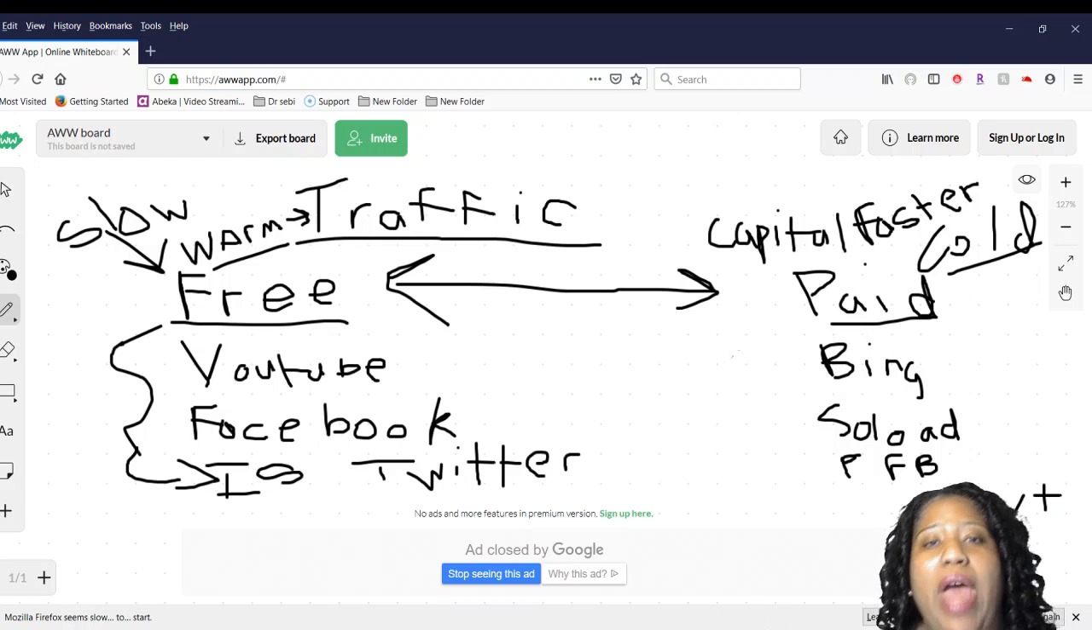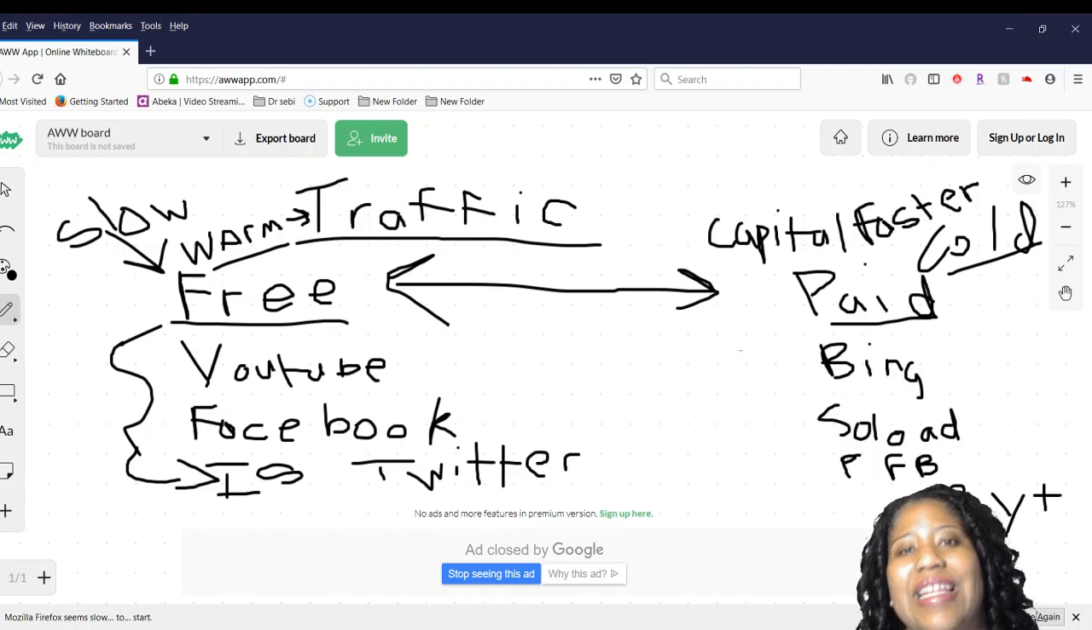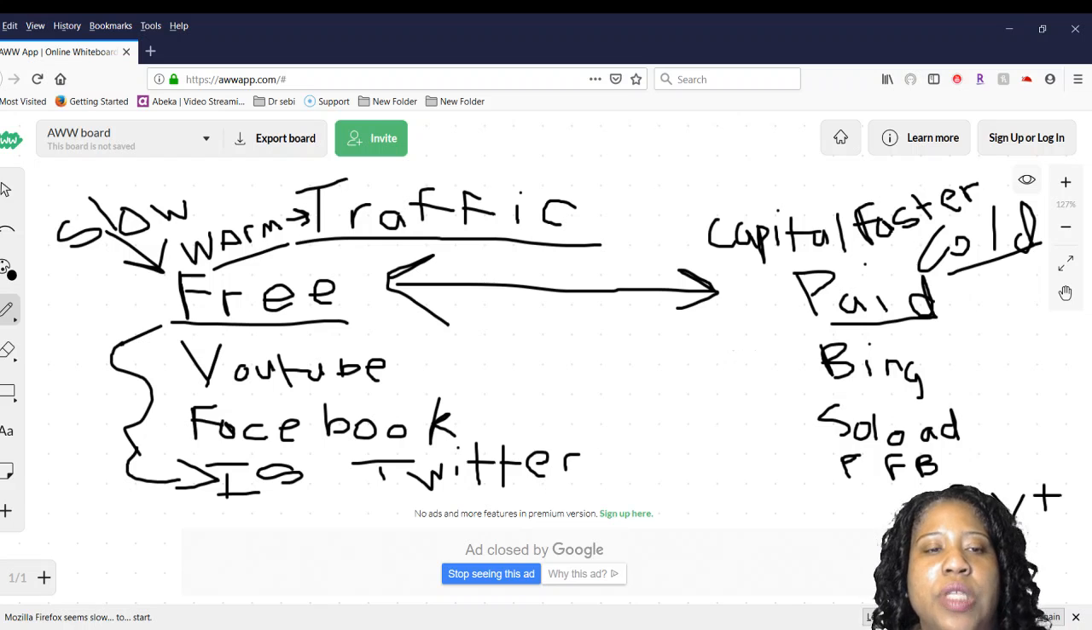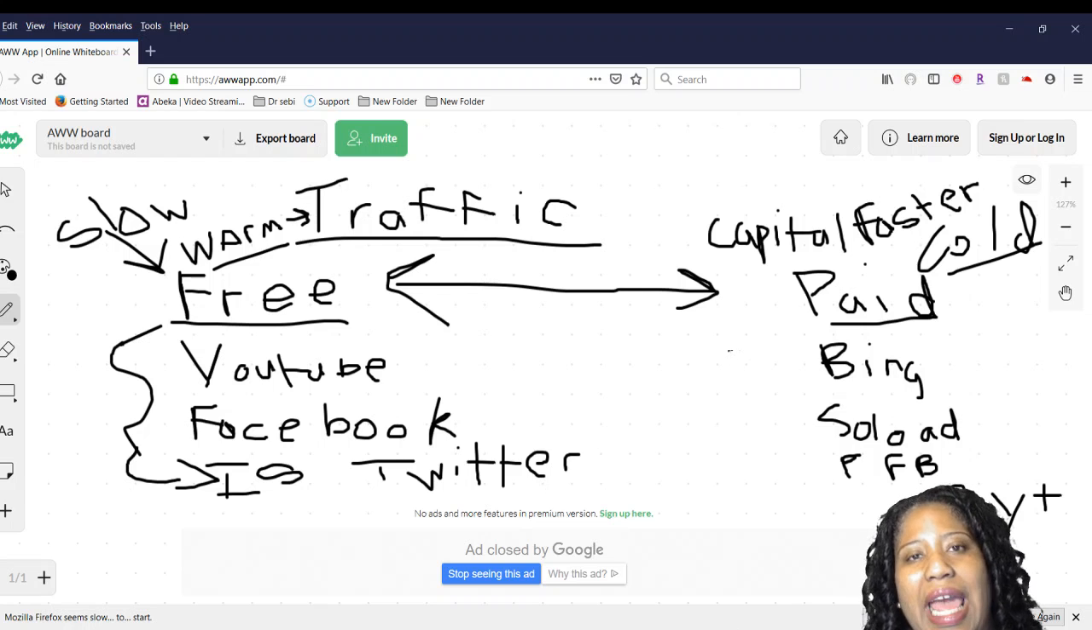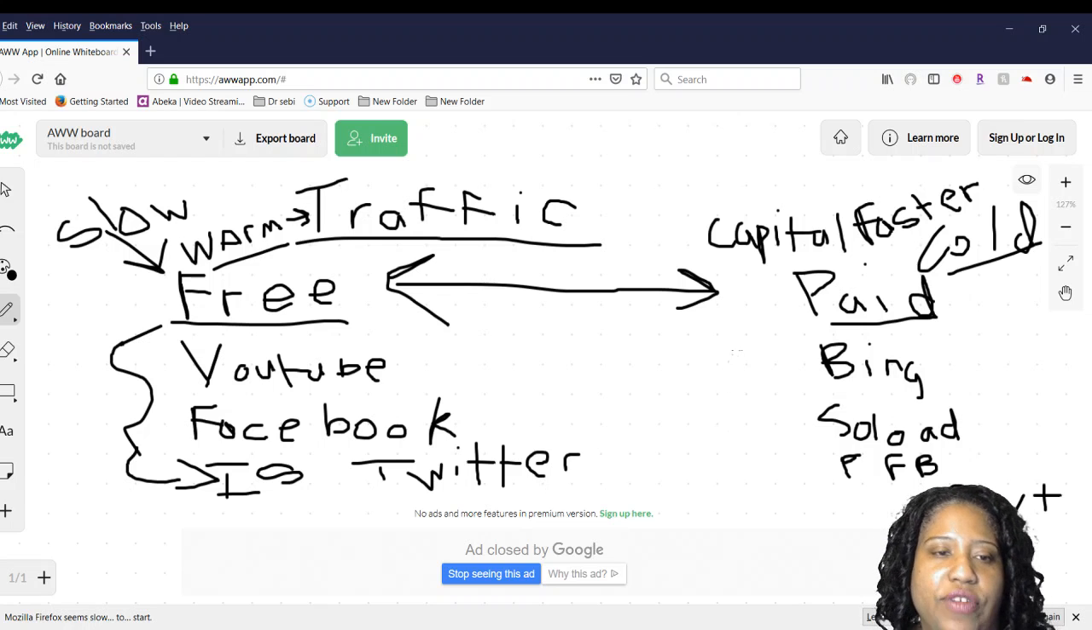What do you have more of? Do you have more time than you have money? Well, if you have more time than you have money, then you may want to do the slower way, which is the free methods. But keep in mind, it takes time, because people always wonder, how do I really execute the free traffic? It really is going to be based on you being consistent.